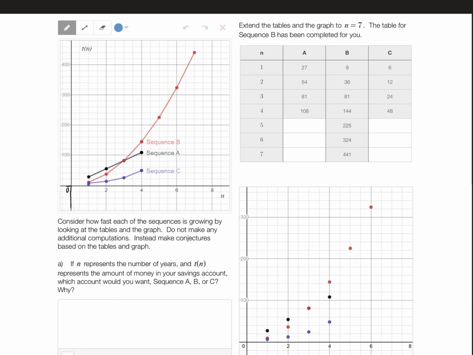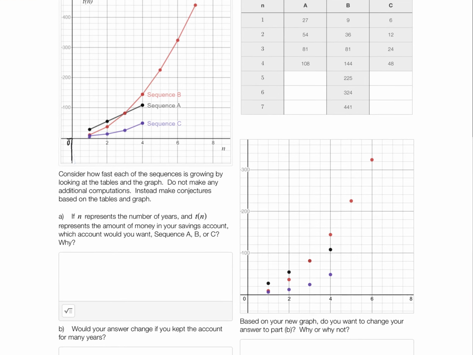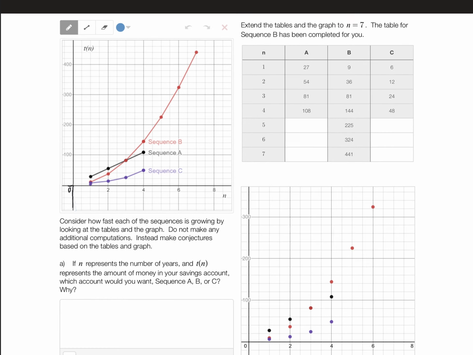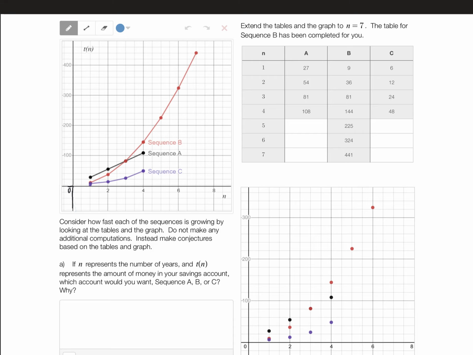Okay, so on this next slide, we're gonna extend the sequences that we have been looking at in this assignment. But before we do that, we're gonna just kind of analyze a little bit. So looking at the graph above, at the top of the page here, think about how fast each of those sequences is growing. So we looked at their growth rate on the previous slide. Do not do any additional computations yet, but make conjectures based on your tables and your graph.